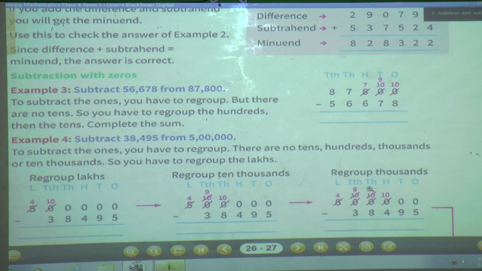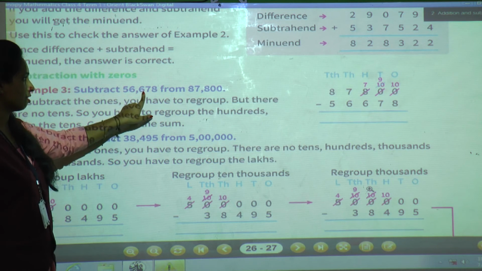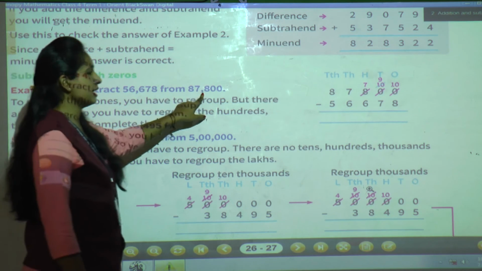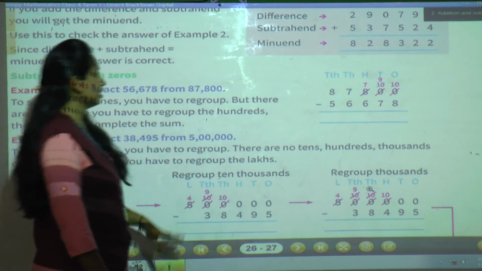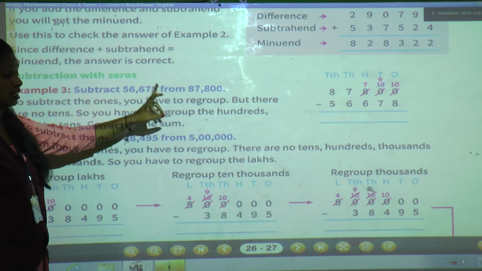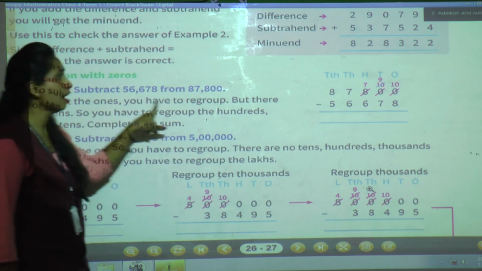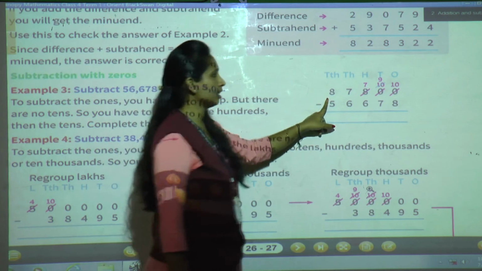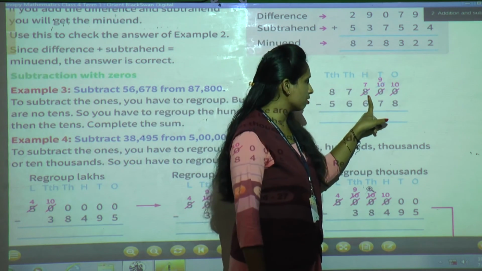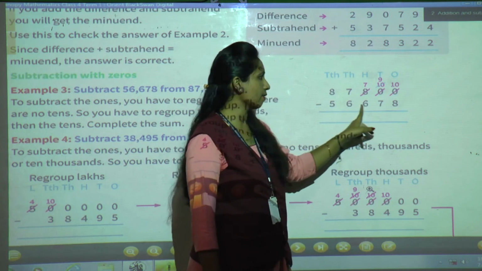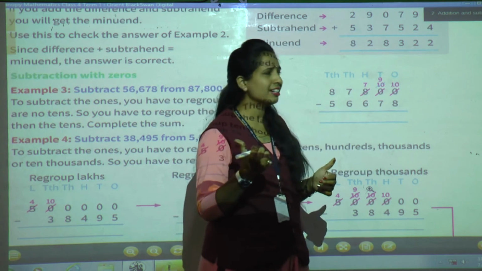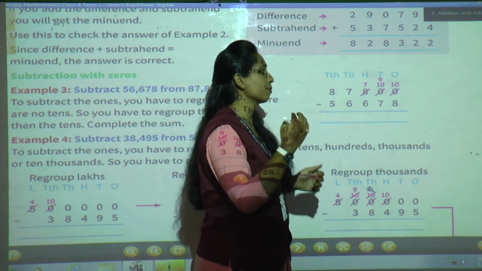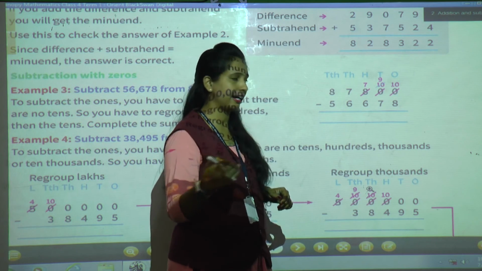See, they have given the question. Subtract 56,678 from 87,800. So first we have to write the greater number. Always remember, while doing the subtraction, write the greater number first. So the greater number is 87,800 and then 56,678. Now see here, 0 minus 8. 0 minus 8 we cannot do, as I said, from a smaller number we cannot subtract a greater number.